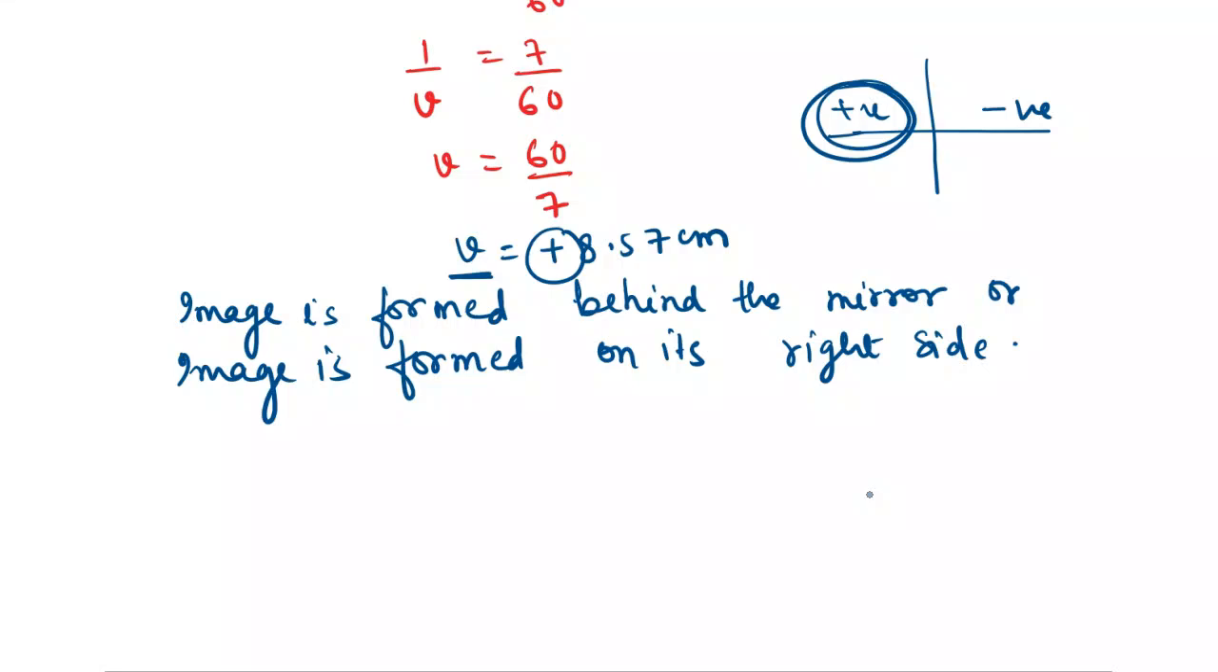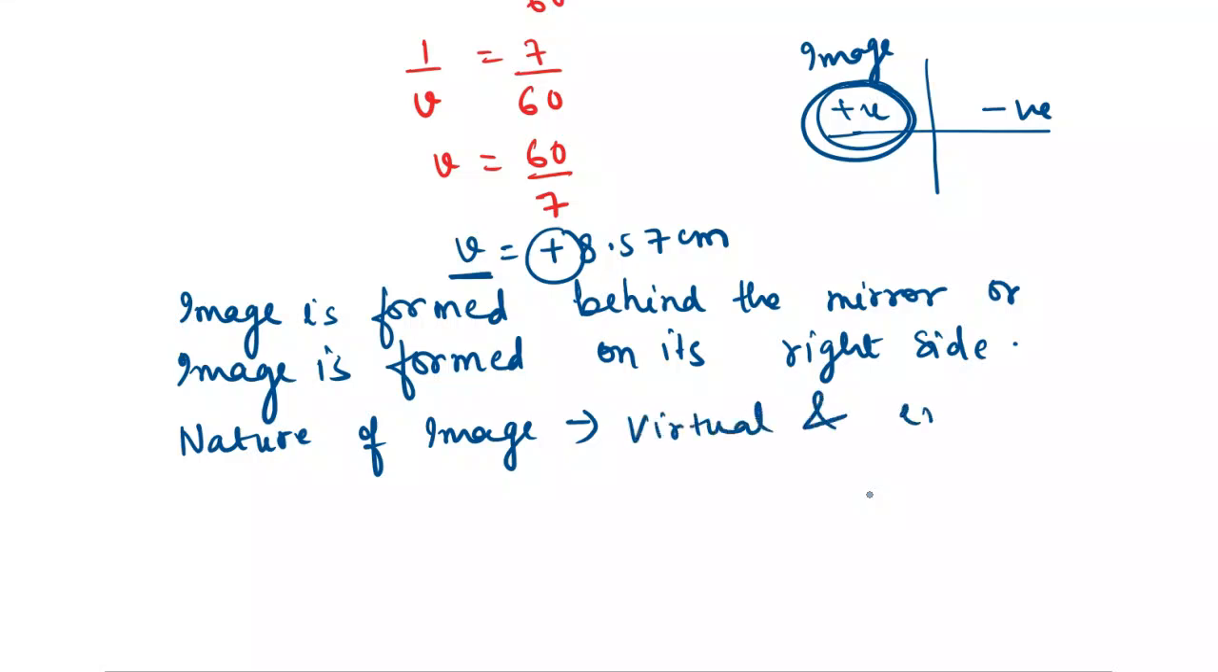So since the image is formed behind the convex mirror, how can we say the nature of the image? If the image is formed on that side and the value is positive, then the image will be virtual and erect.